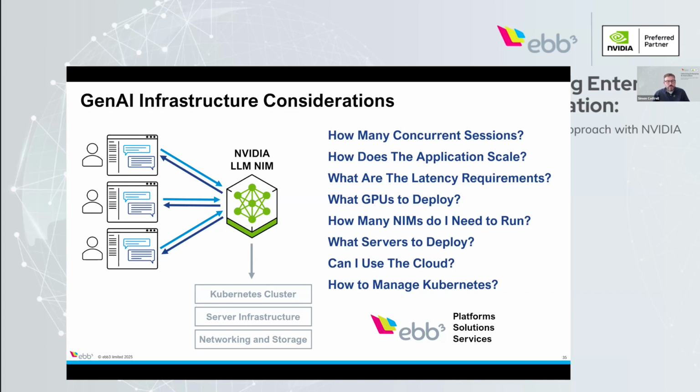What GPU do we need to use, or what GPU is the best one to use given the vast range of GPUs available from NVIDIA? How many NIMs do I need to deploy to hit the number of concurrent sessions and my application latency? What servers do I need to use? Can this all be run from my chosen cloud? And if I'm going to support this on premise, how do I manage my Kubernetes layer?